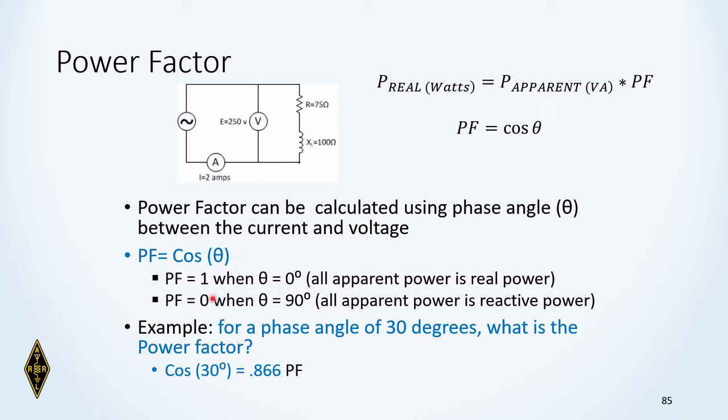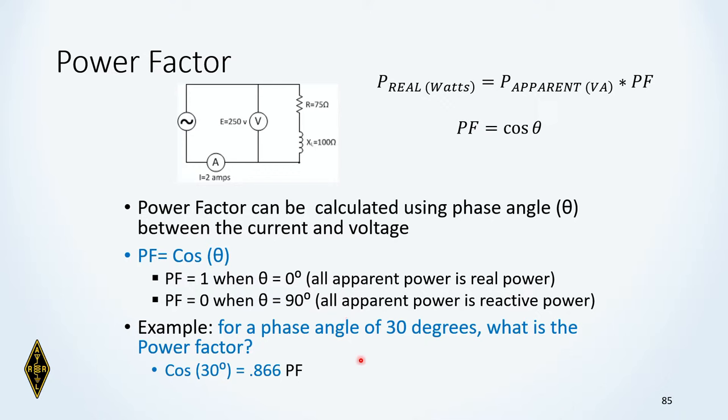Power factor is going to be 1 when the phase angle is 0. All apparent power is real power. So in this case, we'd be dealing with a resistor or a circuit where the capacitive and inductive reactances cancel. Power factor is going to be 0 when theta is 90 degrees. That would be like putting AC current across an inductor or a capacitor with nothing else in the circuit.